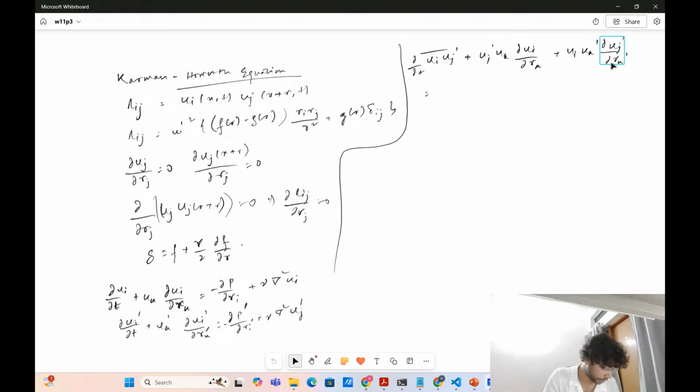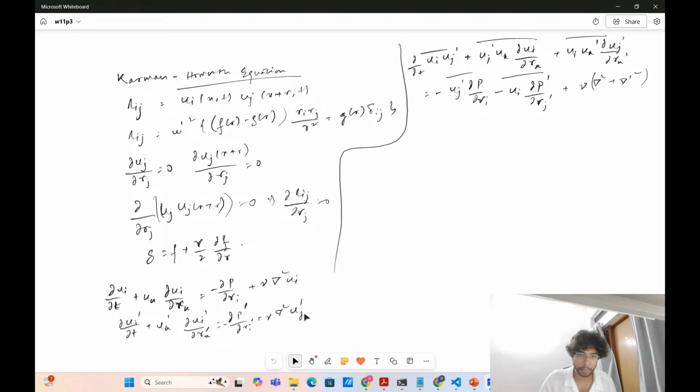And then this will be equal to minus uj prime del p del ri, averaged. So all these are averaged, right? After we average this, you will get this, plus nu del square plus del prime square. So this will be del prime. Right? Del prime is just the derivative with respect to quantities at r x plus r, ui uj prime averaged. Okay, so this is how the equation will reduce down to.